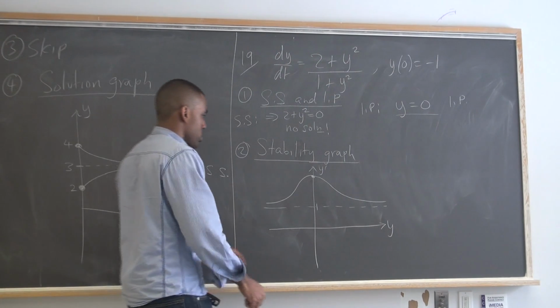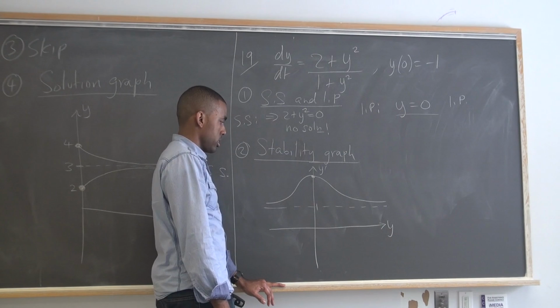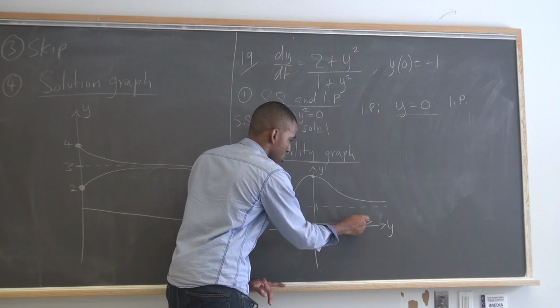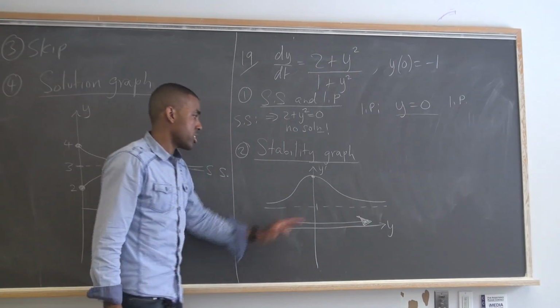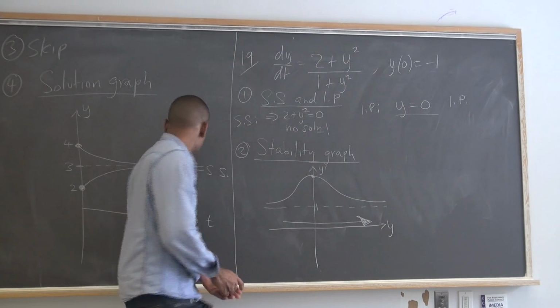So what's our stability analysis here? There are no steady states, but can we tell if this graph will be increasing or decreasing? It's always increasing, right? There's an arrow to the right for the whole thing, because it's always above. So we know that no matter what, our solution should always be increasing.